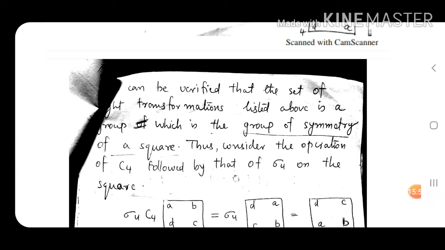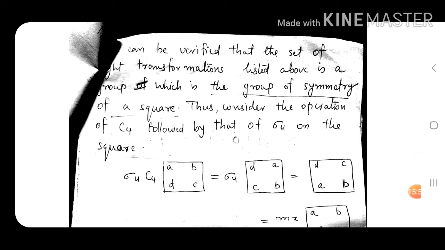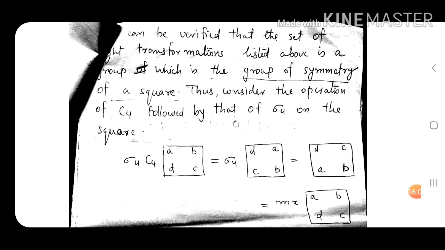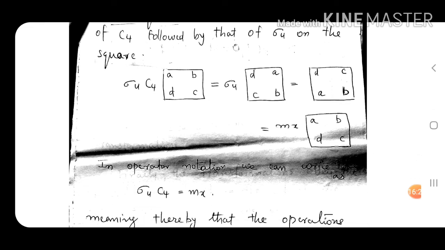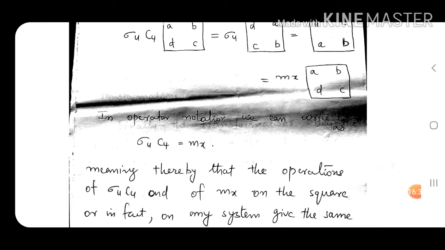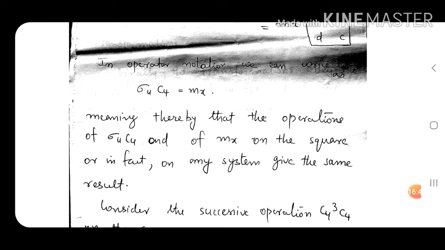Now it can be verified that the set of these transformations above is a group, which is the group of symmetry of the square. Now let's see the operation of C4 followed by sigma u. Sigma u C4 means first you have to operate C4, then sigma u. So when you do the C4 operation, you will get this, and then for sigma u, you will get this. And this one that we are getting is actually mx. So if you successively operate C4, sigma u, the square that you get is mx, so sigma u C4 is equal to mx.